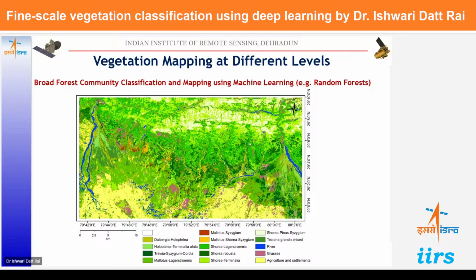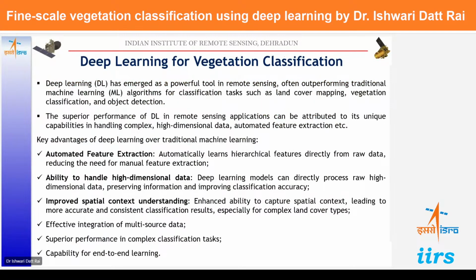With further development in technologies, we used machine learning based algorithms like random forest for community level classification in the forest. This is one landscape in the Himalayan foothills, and we successfully mapped many communities in a small area with very good accuracies. To further narrow down these classifications and improve them, we need more sophisticated learning algorithms, and we found deep learning is one of the important tools in this direction.